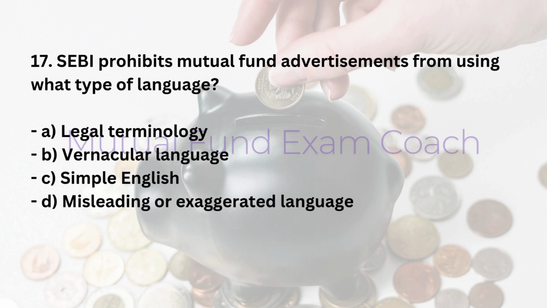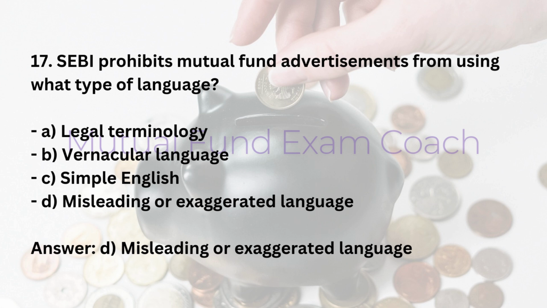17. SEBI prohibits mutual fund advertisements from using what type of language? A. Legal terminology. B. Vernacular language. C. Simple English. D. Misleading or exaggerated language. Answer, D. Misleading or exaggerated language.